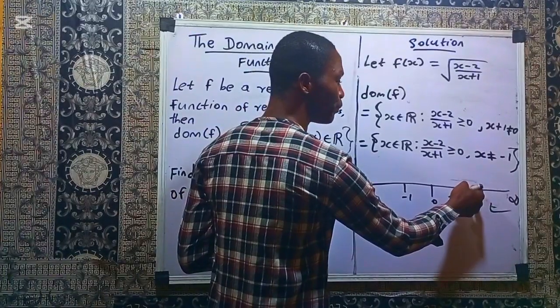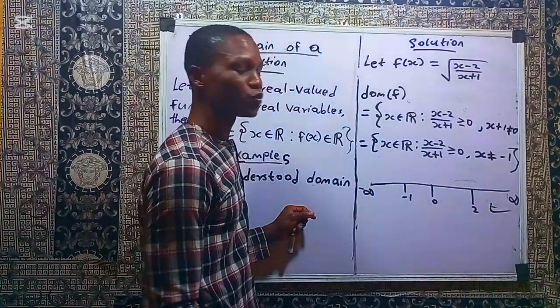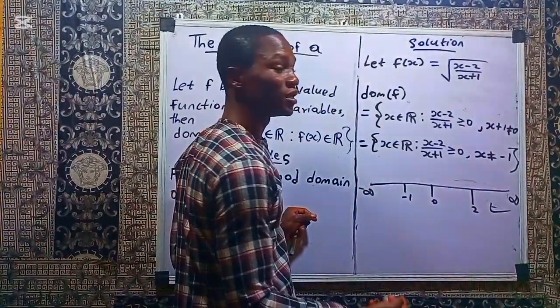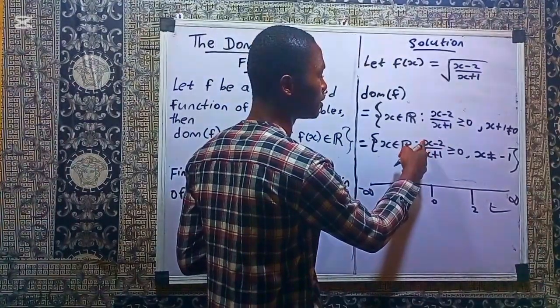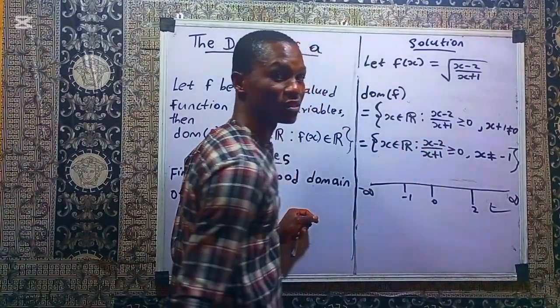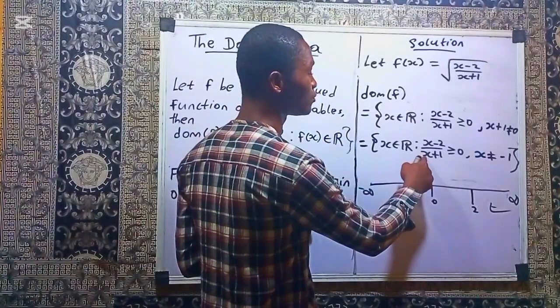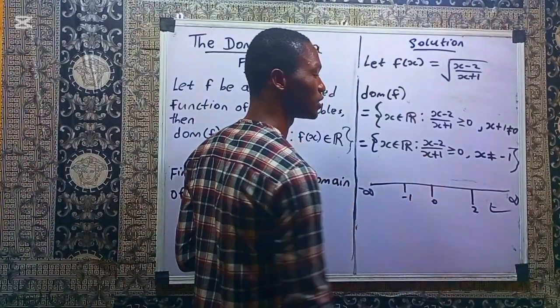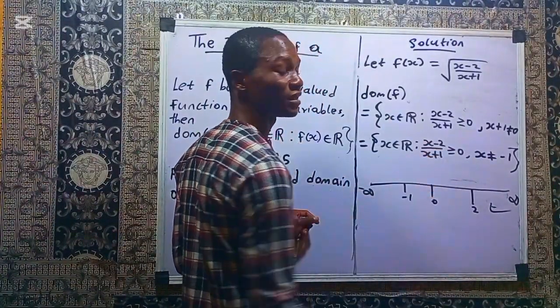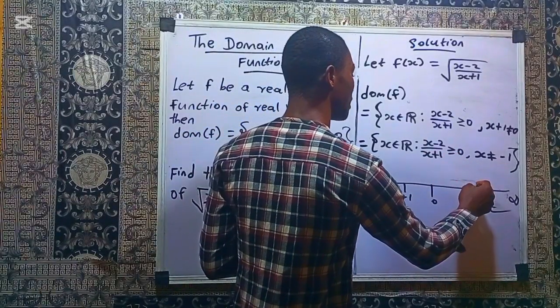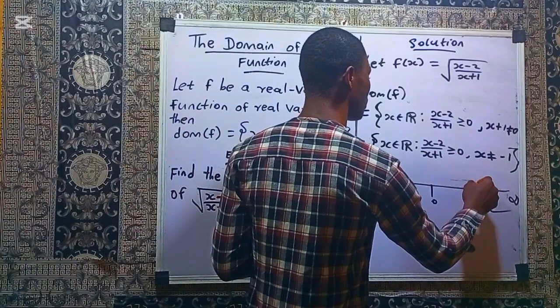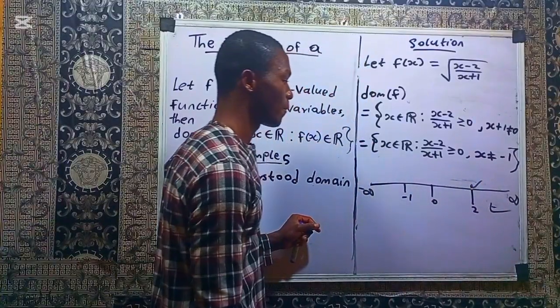Then let's pick the main point 2. Pick 2 and check whether 2 will give you something 0 or greater than 0. If you put 2 here, 2 minus 2 is what? 0. And if you put 2 down here, 2 plus 1 is what? 3. So you have 0 divided by 3, which is what? 0. Which is part of it, because it can be greater than or equal to 0. So I'll mark this point 2, right?